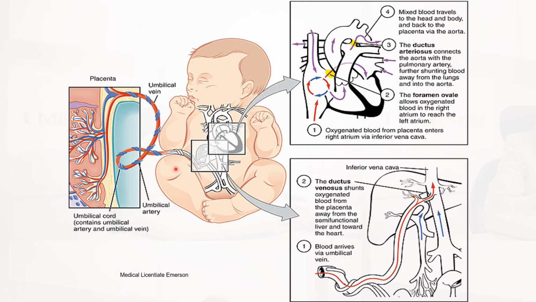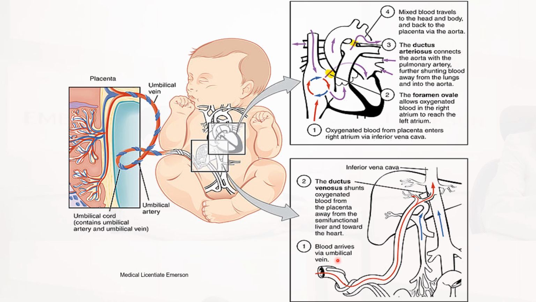And this is the fetal circulation we are talking about. Oxygenated blood from the placenta enters the right atrium via the inferior vena cava. The ductus venosus shunts oxygenated blood from the placenta away from the semi-functional liver and towards the heart.